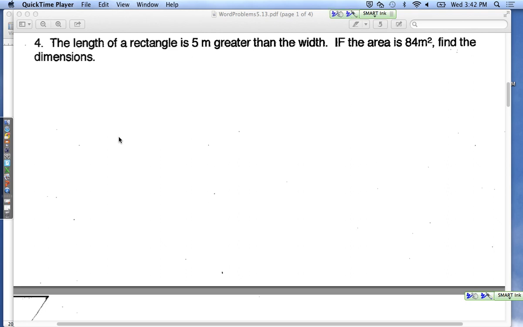The length of a rectangle is 5 meters greater than its width. So that means that the length is the width plus 5. The area is 84, so you're asked to find the dimensions. Here's the formula for area, length times width. I replace the A in the formula with the 84.